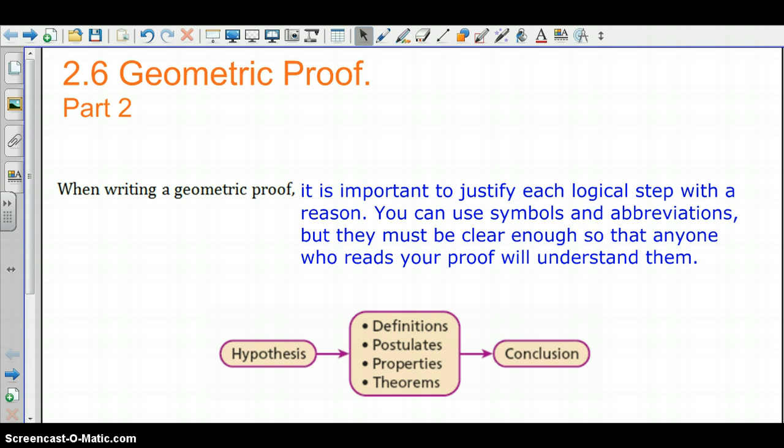So we will be writing geometric proofs again. Remember, when writing a proof, it's important to justify each logical step with a reason. You can use symbols and abbreviations, but they must be clear enough so that anyone who reads your proof will understand them. And this is our reminder of the proof process. You'll start with a hypothesis, that's the given information. We will make statements using definitions, postulates, properties, and theorems as our reasons to arrive at the final conclusion.